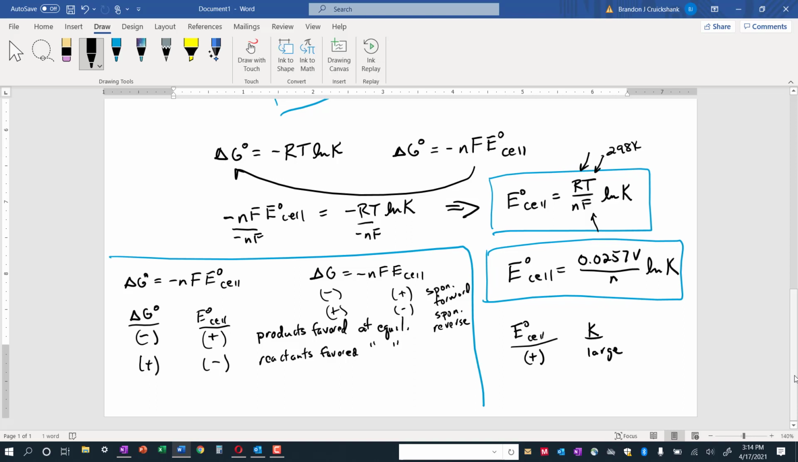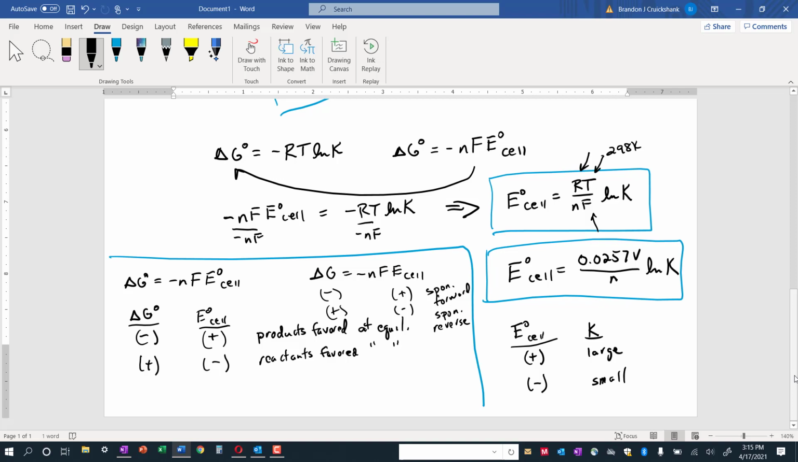All right, so when we do calculations in class, keep that in mind: if we have a spontaneous electrochemical cell, a spontaneous cell potential, we should have mostly products at equilibrium. We should end up with a large equilibrium constant. If we have a negative standard cell potential, that tells us reactants are favored, and we should end up with a small K.